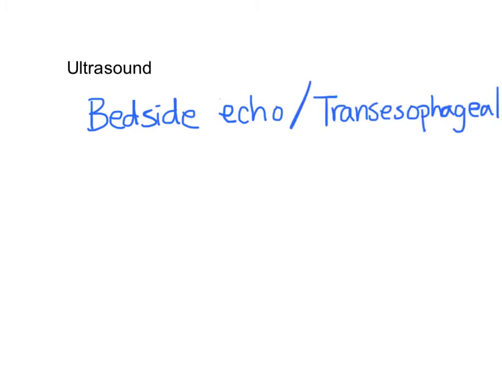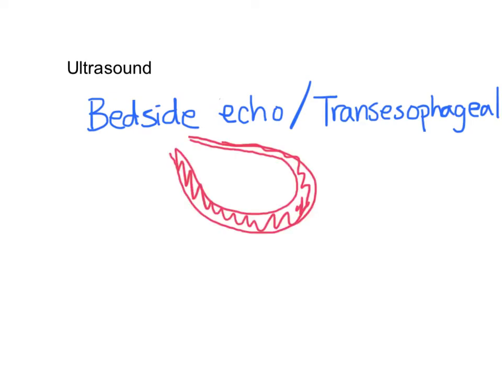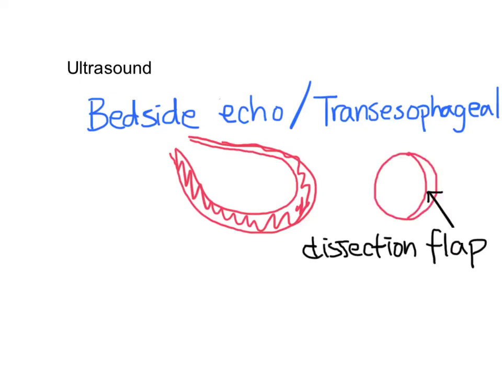How about ultrasound? Both a bedside transthoracic ultrasound and a transesophageal ultrasound can be used. Ultrasound can detect pericardial effusion and cardiac tamponade. Transesophageal ultrasound is more sensitive in picking up the dissection flap between the true and the false lumen. However, transesophageal ultrasound can only be done in patients who are intubated.